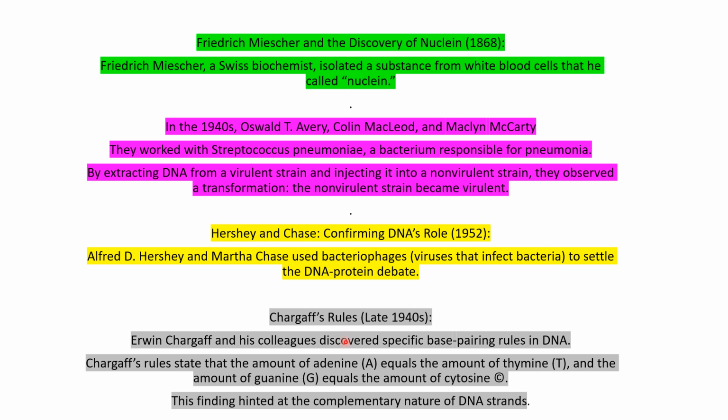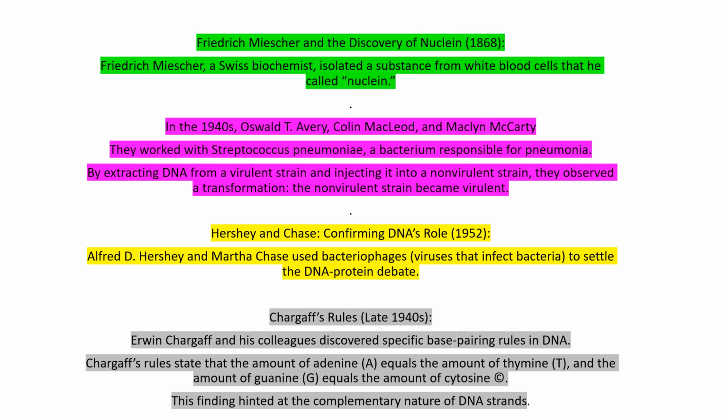On the same line, in the late 1940s, Chargaff's rules were given by Erwin Chargaff and his colleagues. They discovered that in the two DNA strands there exists specific base pairing. He stated that the amount of adenine equals the amount of thymine, and similarly the amount of guanine equals the amount of cytosine. That means the purines are equal to the pyrimidines. This finding hinted at the complementary nature of the DNA strands.